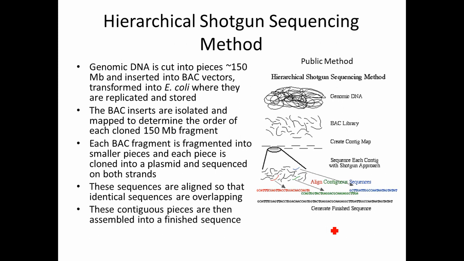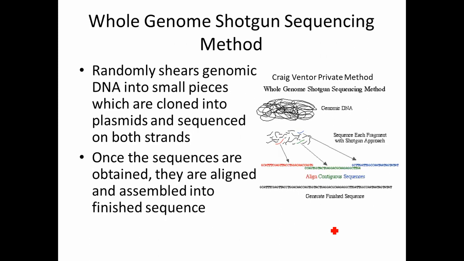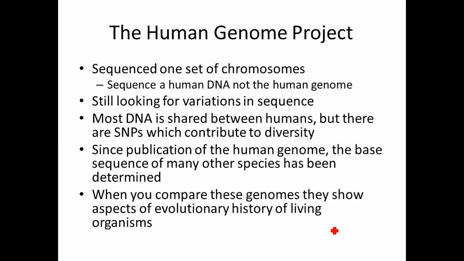There were ultimately two methods used to sequence the human genome. You do not need to know the details, but these two methods are referred to as the hierarchical shotgun sequencing method and the whole genome shotgun sequencing method. The details of how this was done, you don't need to know or worry about. It's important to note that the project sequenced one set of chromosomes. So it sequenced a human genome, but not the human genome.